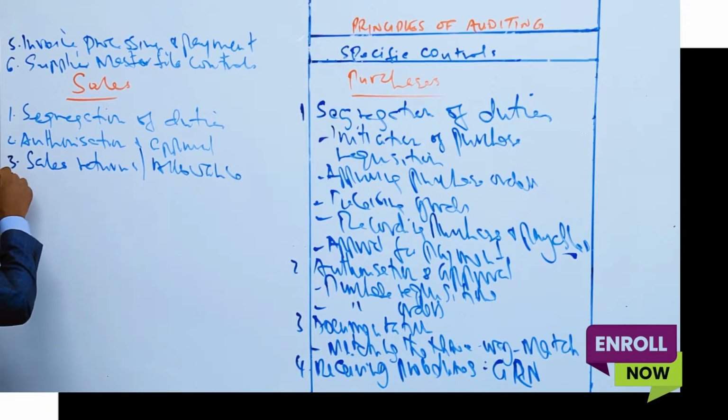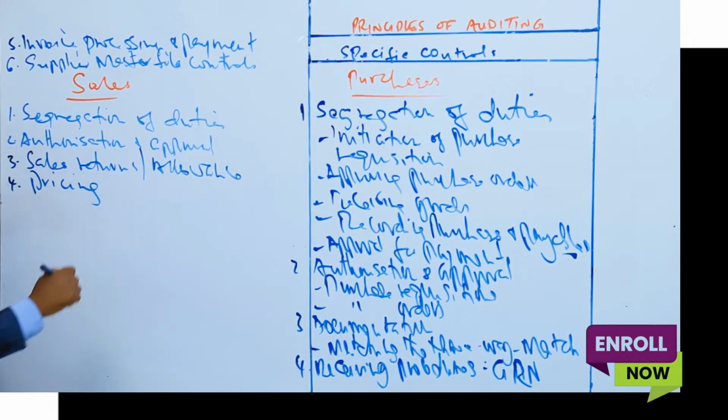Another control around sales is pricing. There ought to be authorization of pricing. There ought to be authorization in relation to discounts and even terms to ensure adherence to company policy. You understand? Documentation.